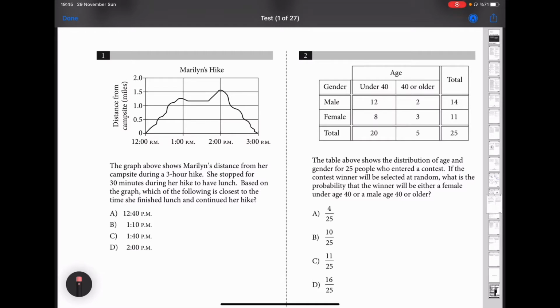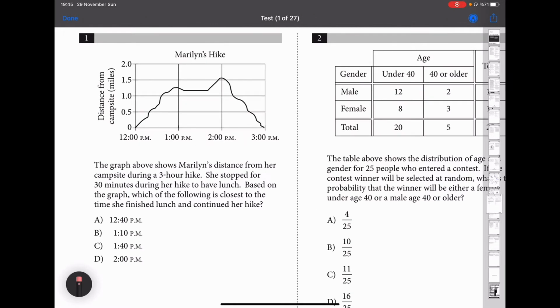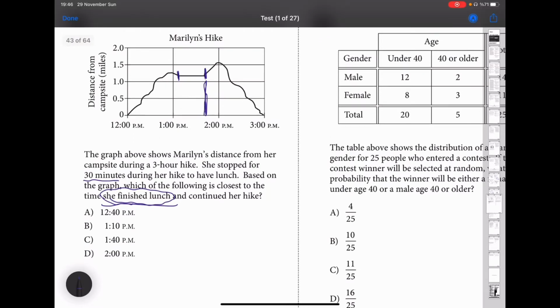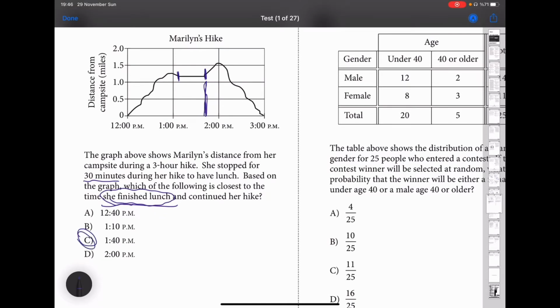She stopped for 30 minutes during her hike to have lunch. Based on the graph, which of the following is closest to the time she finished lunch and continued the hike? Okay. In this graph, I should be looking for a constant area since she stopped for lunch. Obviously, it is this region, right? And the question is asking when the lunch had finished. So it's right here. Let's check the choices. The closest one is C.